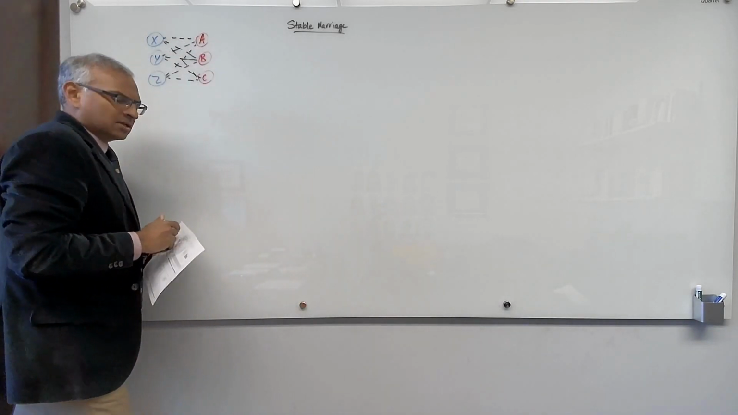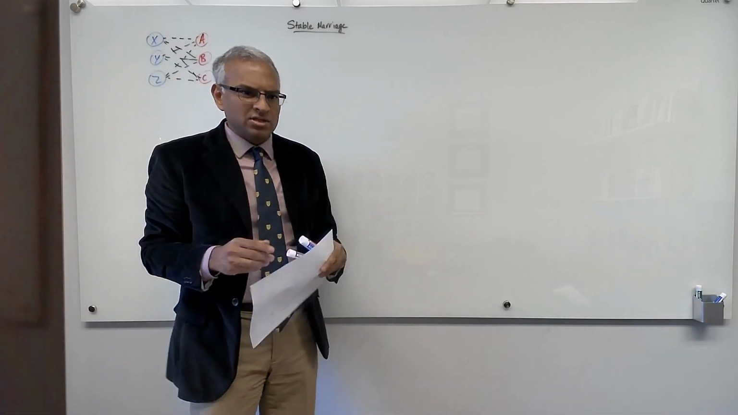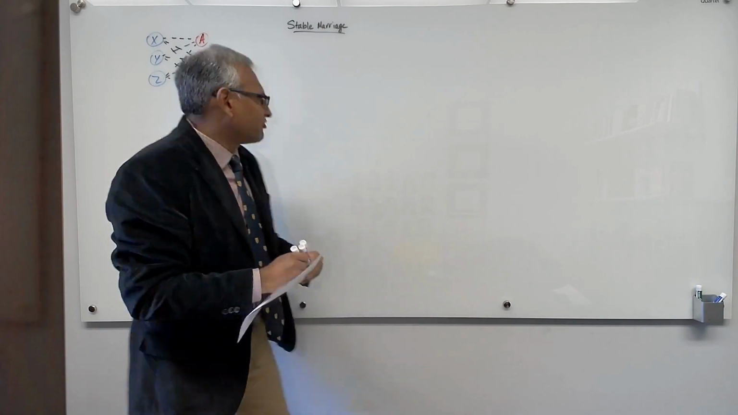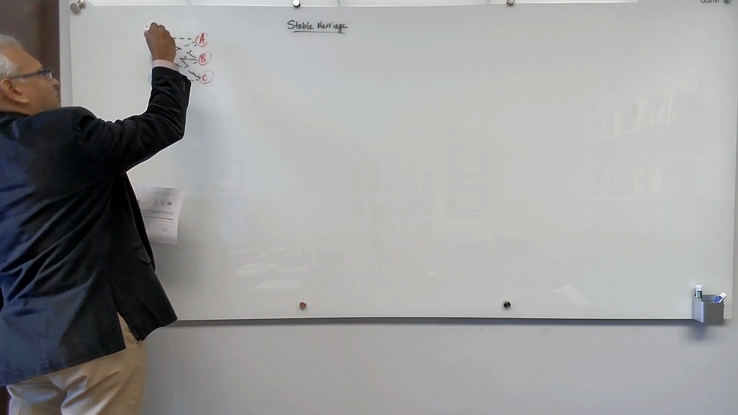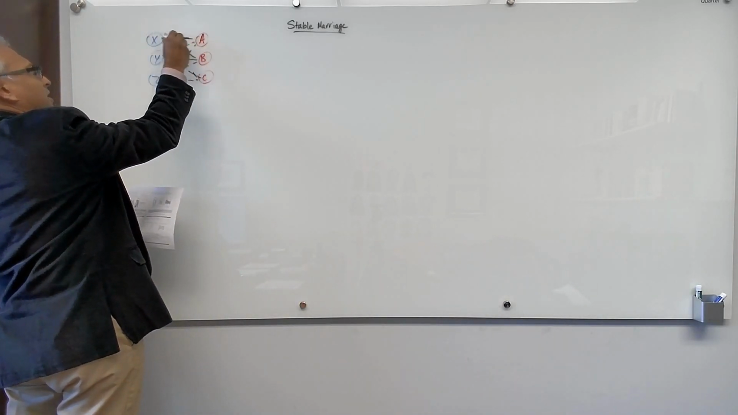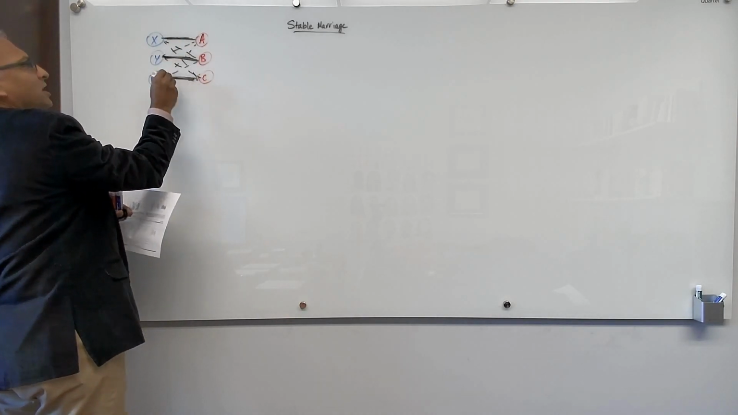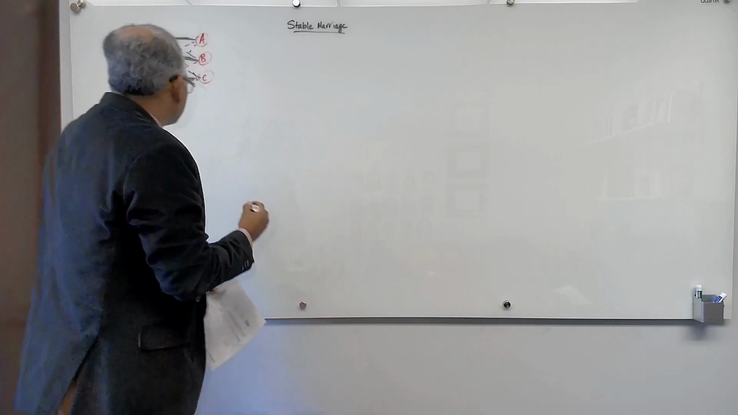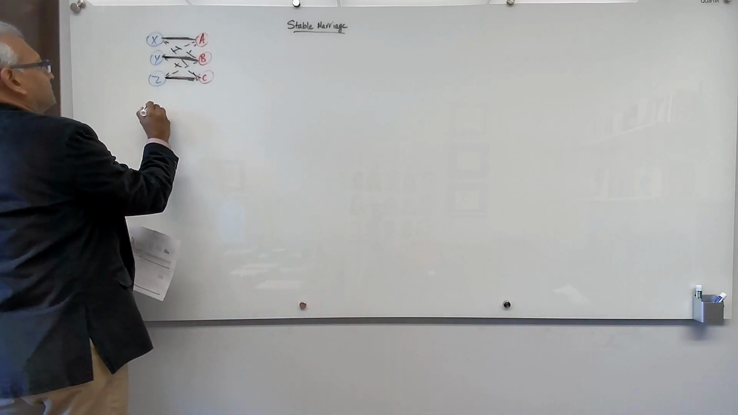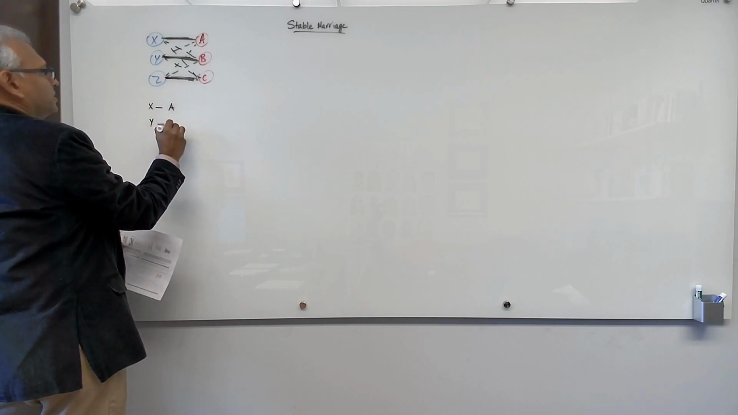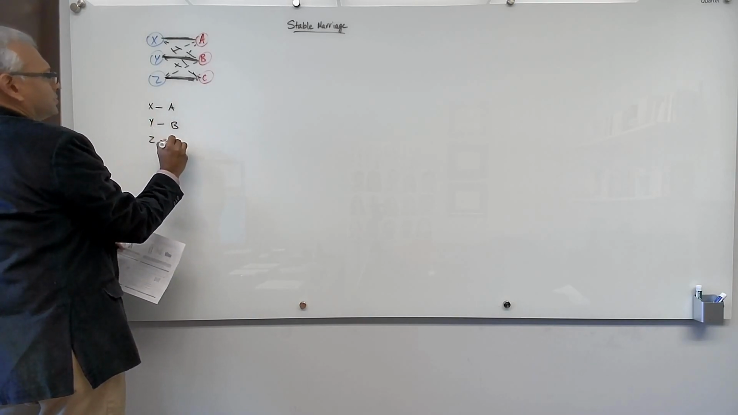And at the end of the day, we need to set up a set of marriages, or we partner people up together, let's say for life. Let's imagine that we have picked X with A, Y with B, and Z with C. So any matching would do. So we have picked the marriages X to A, Y to B, and Z to C.